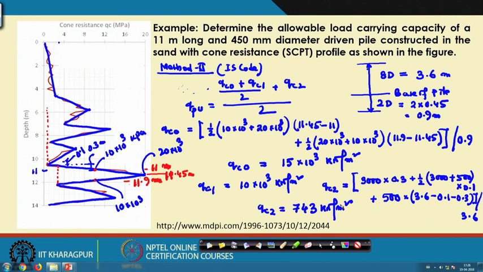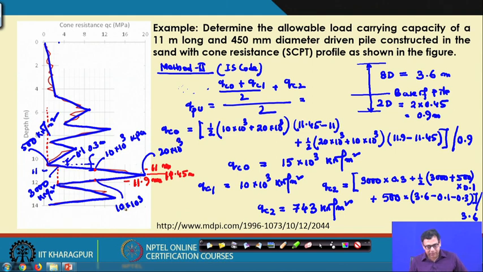Now, if I put these values here, my QP2 will be, because this value is 500 kilonewton per meter square, this value is 3000 kilonewton per meter square, and this is 10,000, this one 20, this is the 10,000. So, this way you have to do this analysis. So, this is 7.3 kilonewton per meter square.